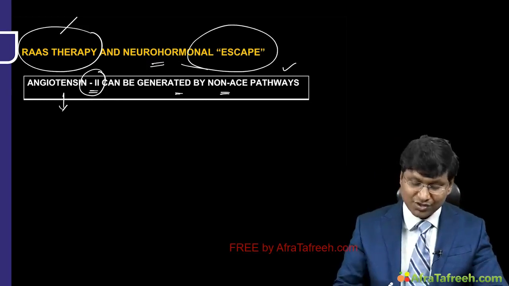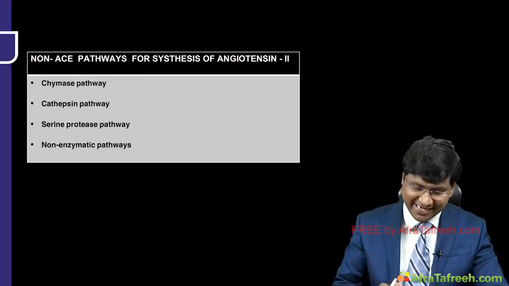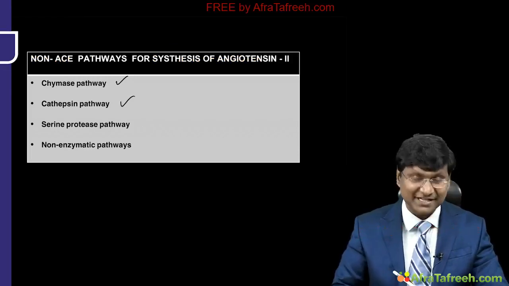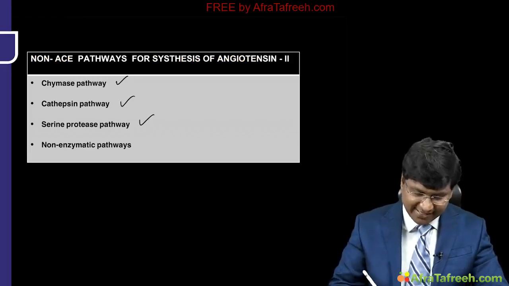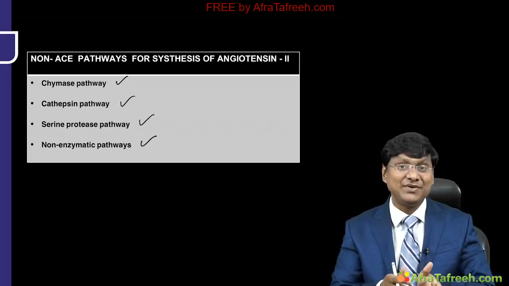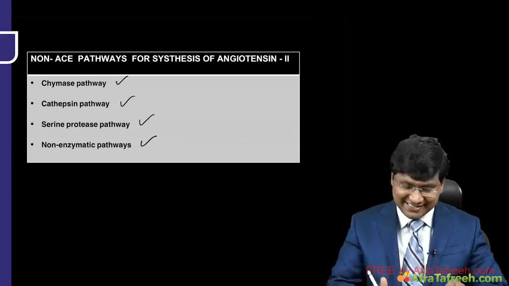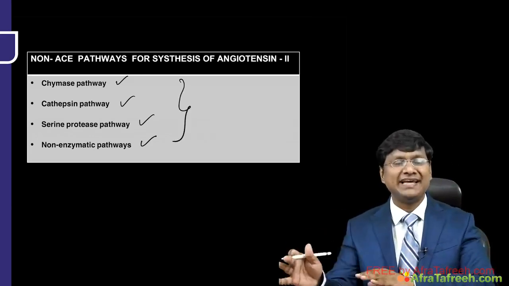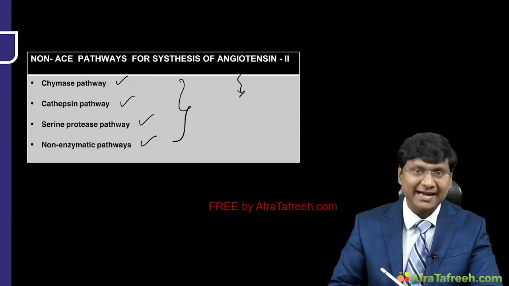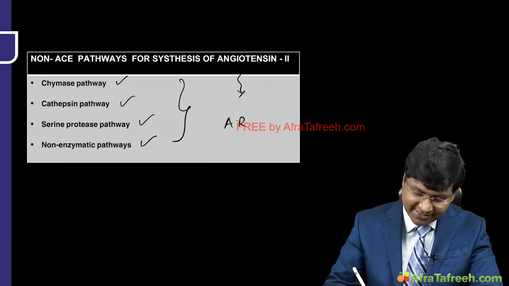Now, what are those non-ACE pathways by which angiotensin 2 is formed? It includes the kinase pathway, cathepsin pathway, serine protease pathway, and then non-enzymatic pathways. These are the various pathways by which angiotensin 2 can be formed. Then in such a case, how to neutralize the effect of angiotensin 2? Where will it act? It will go and act on the angiotensin receptor.